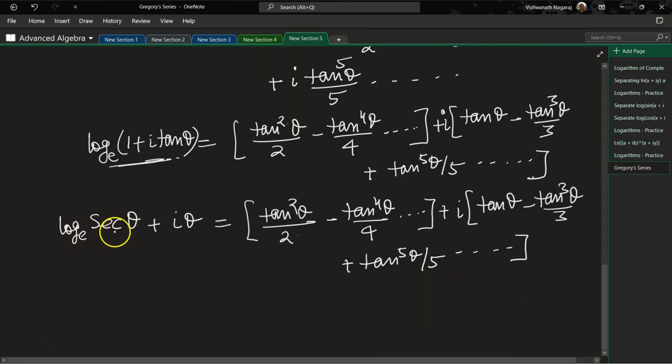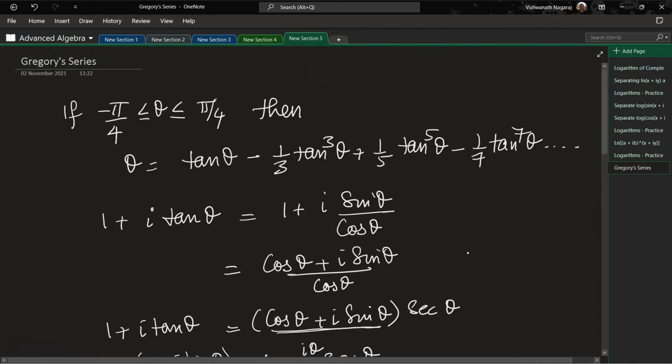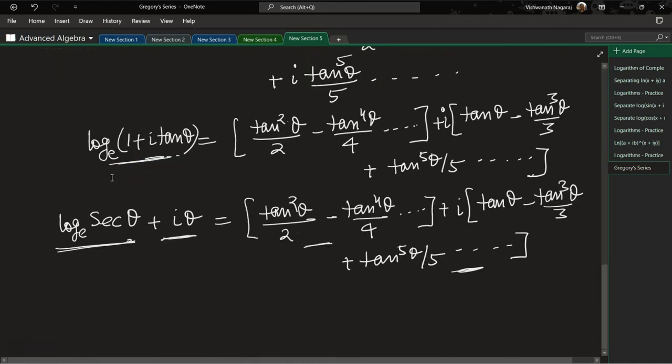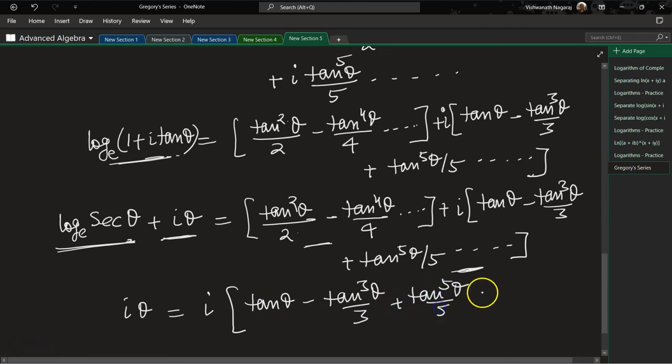Now we don't really have to look at log e sec theta. We don't have to simplify or change it in any way, because this is going to be the real part and this is the imaginary part. So we can equate the real and imaginary parts. What we are interested in is what theta is equal to, and theta is there as part of the imaginary part. So i theta is equal to i times tan theta minus tan cubed theta by 3 plus tan to the 5 theta by 5, and on and on.